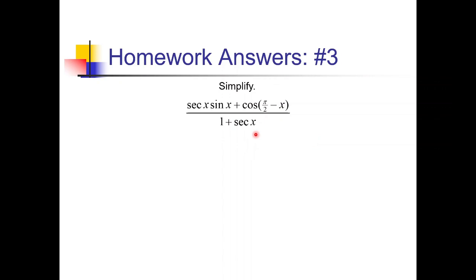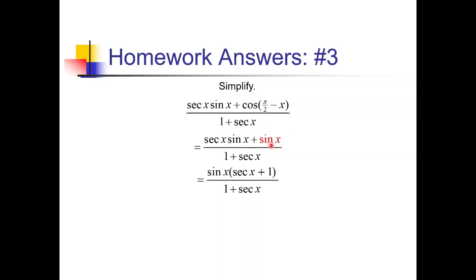For this problem, I notice right away that I have a cofunction sort of situation going on with this 90 minus x business. So I'm going to replace cosine of this with the cofunction, which is cosine, or sine rather. So we're going to replace this with sine of just x. And at this point, I notice in my numerator, I can factor a sine of x out of those two terms. So that leaves me with secant of x plus 1.